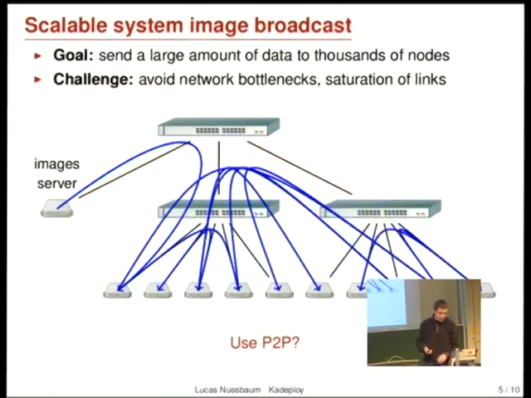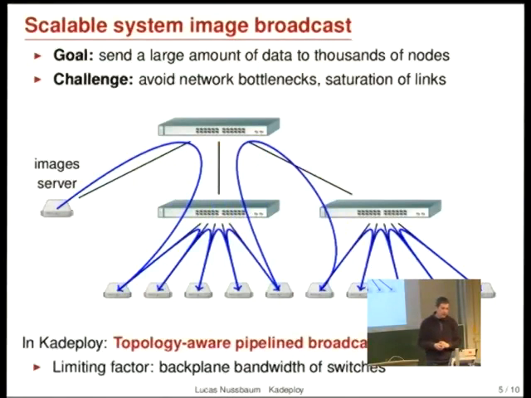You could use peer-to-peer, like BitTorrent, but then all nodes talk to any other nodes without really considering locality, because there's no real way to implement locality in BitTorrent, and those links get saturated. So what we do in Kadeploy is use a topology-aware pipeline broadcast, which means that we send the data to the first node and it sends it to the next node, etc. That way, each link is only used once in each direction, which means that if you have full duplex links, everything goes fine.